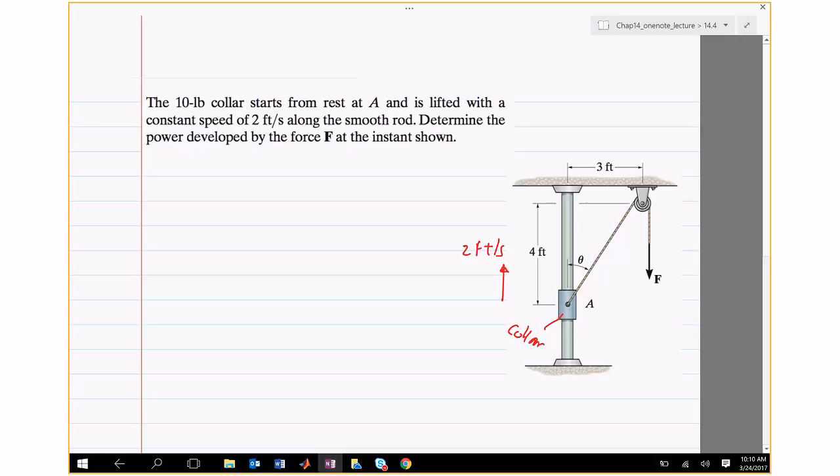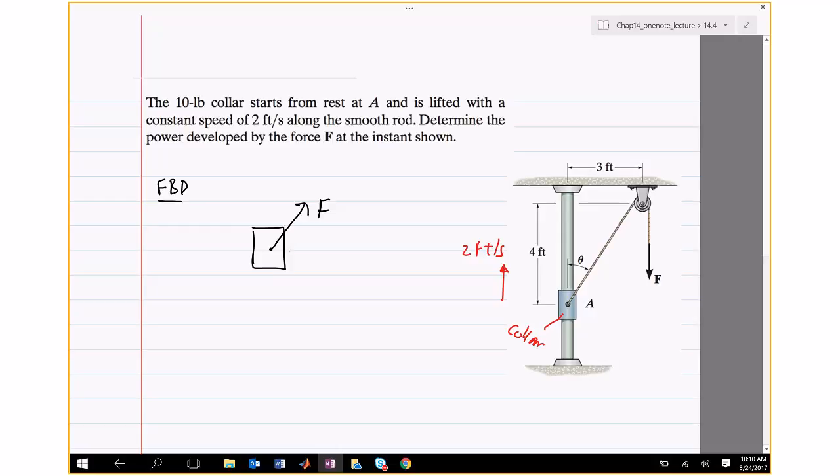Sometimes you have to write the equations of motion because you're interested in forces in order to compute the power. So it really depends on what you're asked. So, free body diagram. I'm going to draw a free body diagram of only the collar, because the collar is going to move upwards. Since the string is inextensible and the pulley doesn't have mass, the force in the string is F.